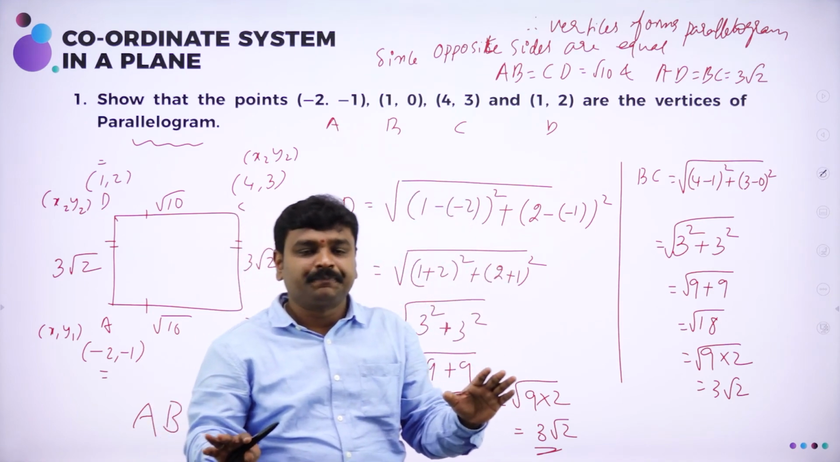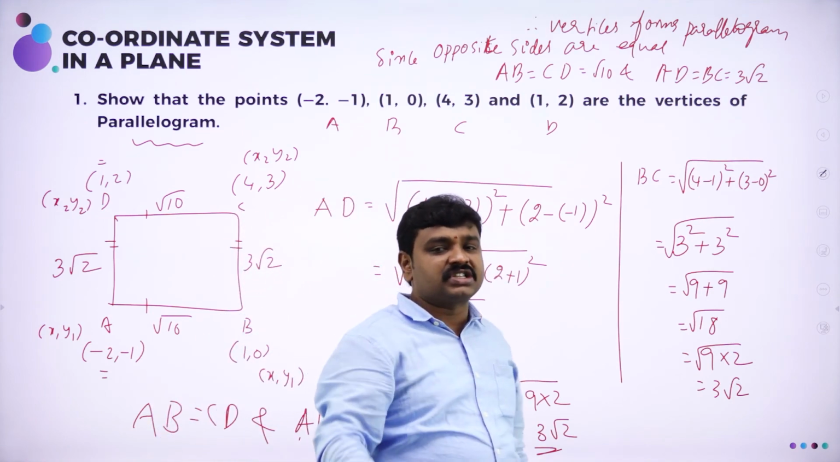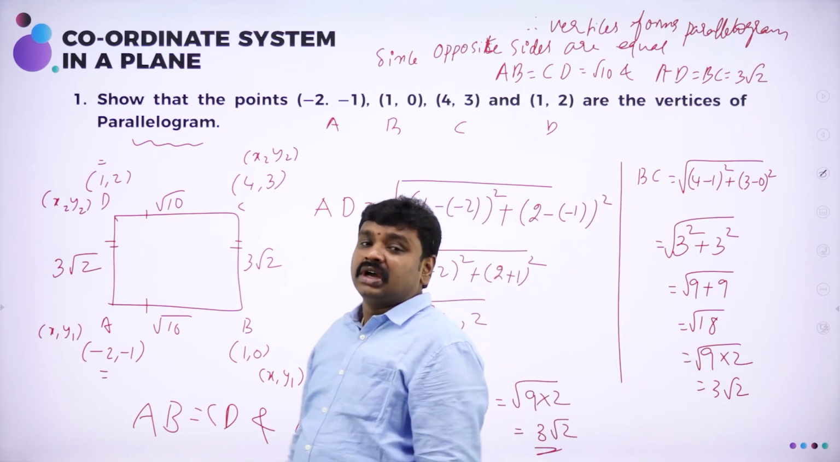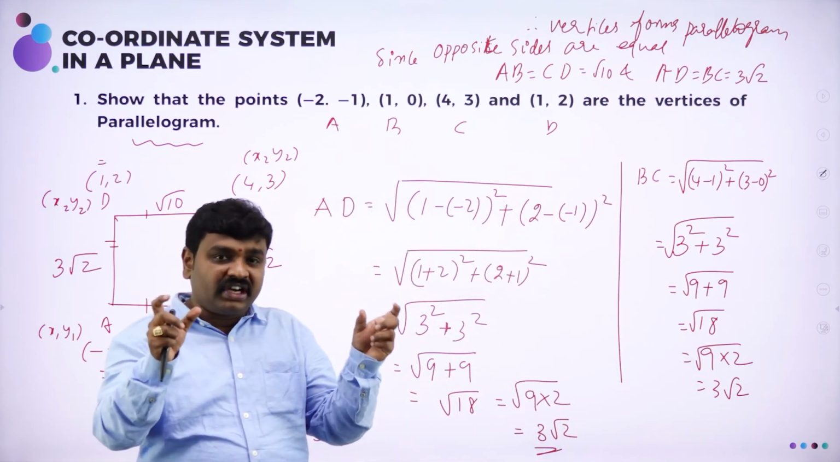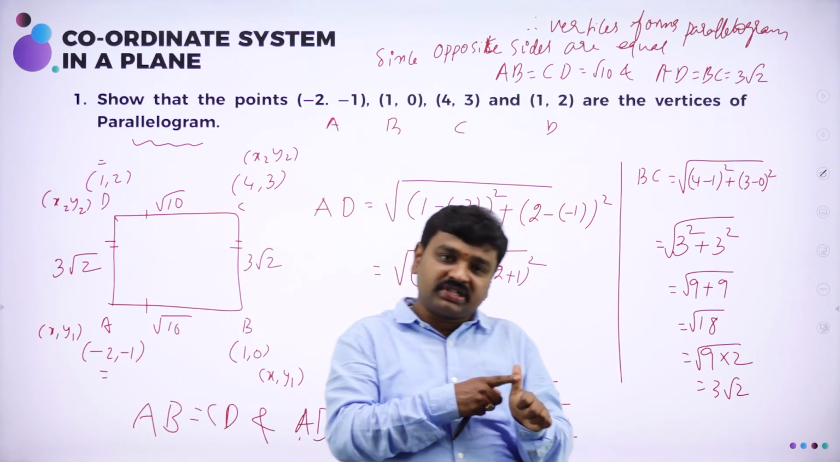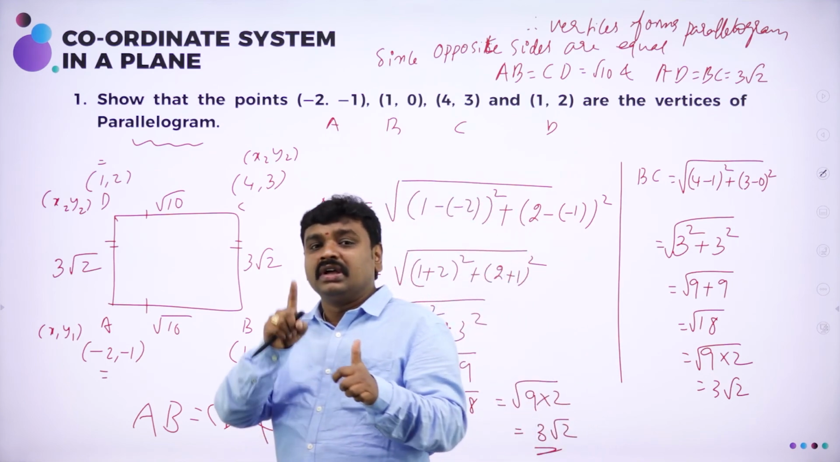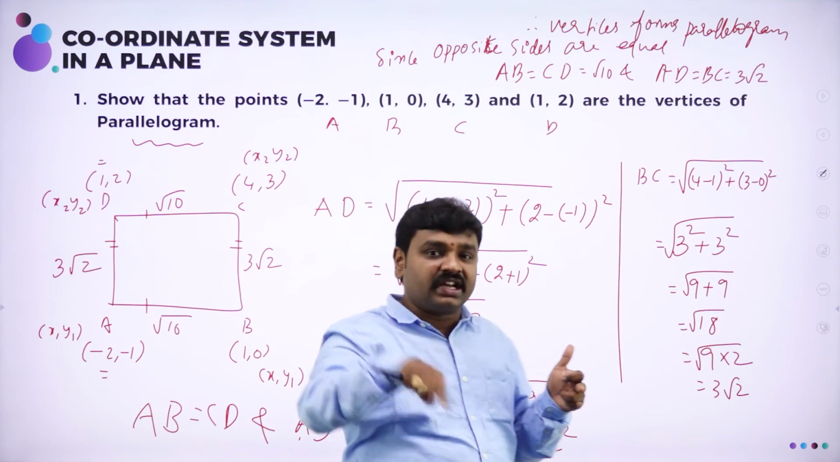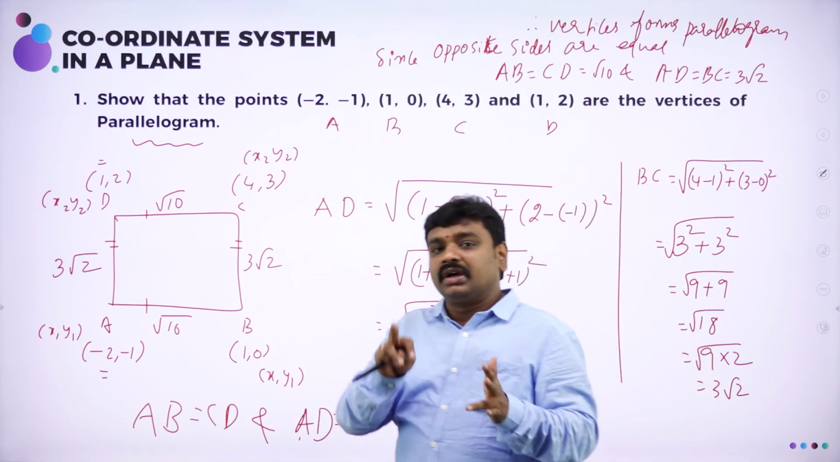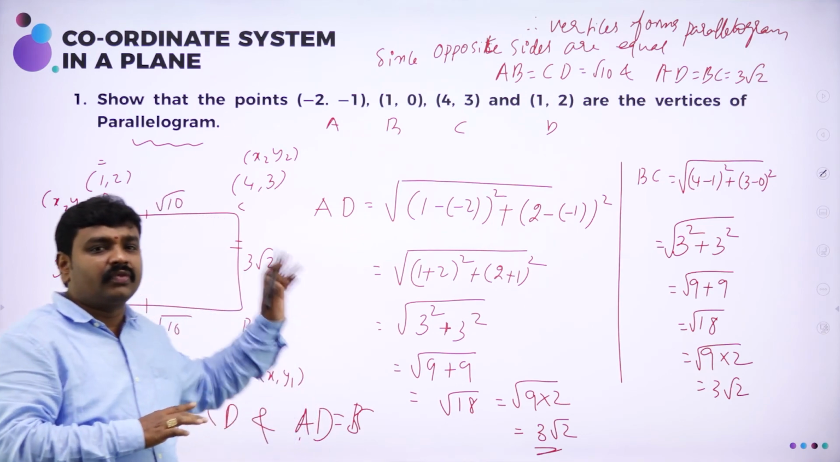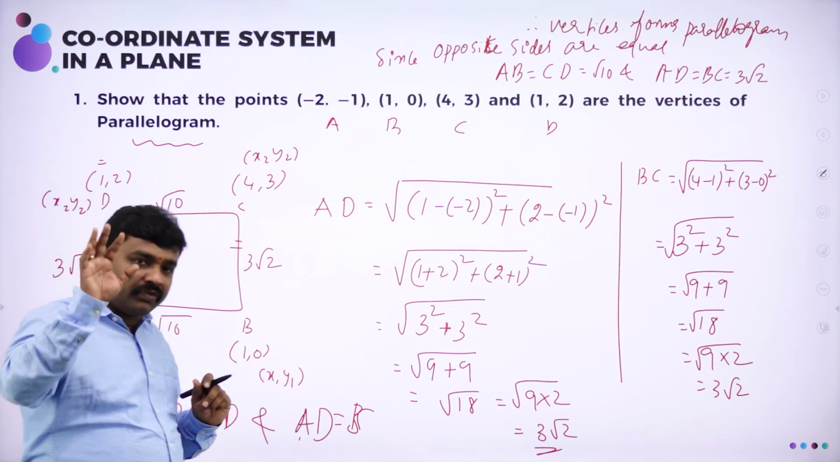Parallelogram. That's it. In today's class, I started with what? Distance formula. I derived distance between 2 points. After derivation of distance between 2 points, I have done problems based on finding distance between 2 points. Then I taught you what is rectangle. Opposite sides are equal and diagonals are also equal. Then I taught you what is parallelogram. Opposite sides are equal. Rhombus. All sides are equal, but diagonals are not equal. And square. All sides are equal and diagonals are also equal. So we have done one problem based on parallelogram. I hope all of you understood.